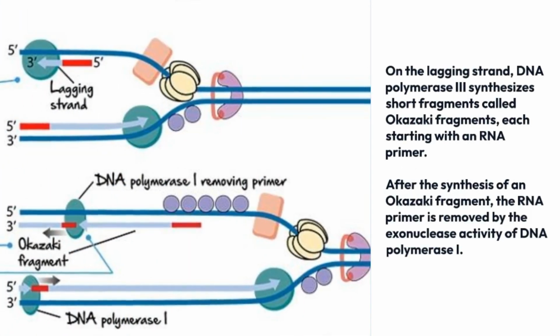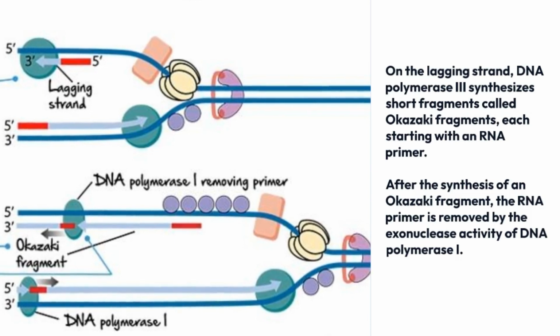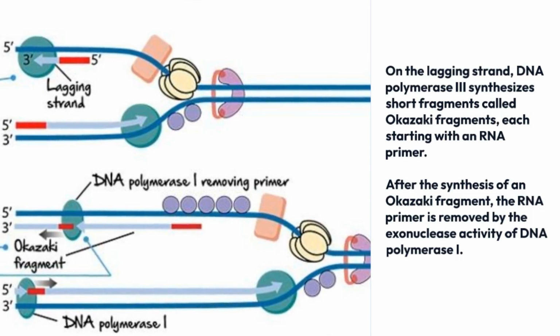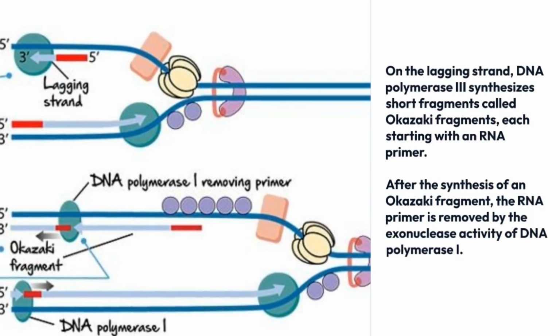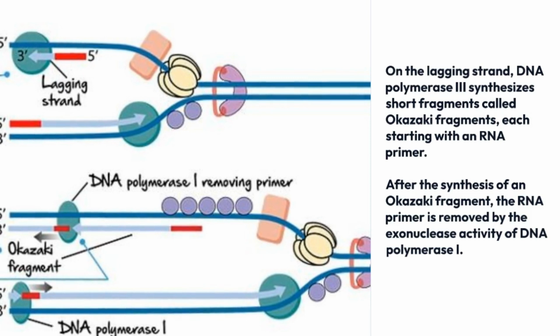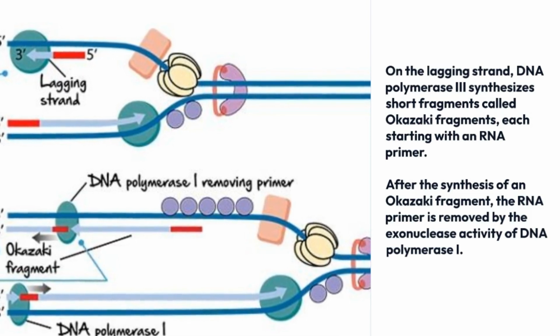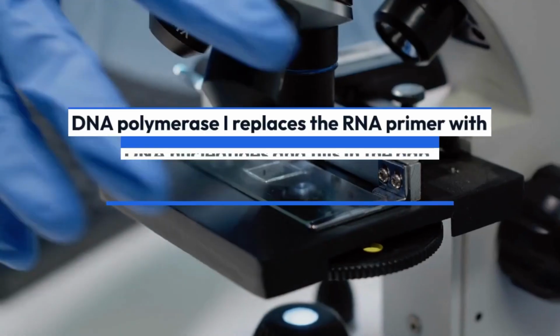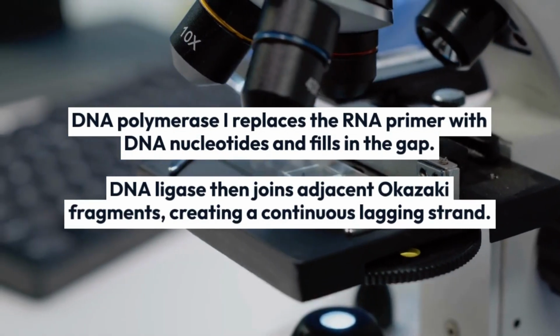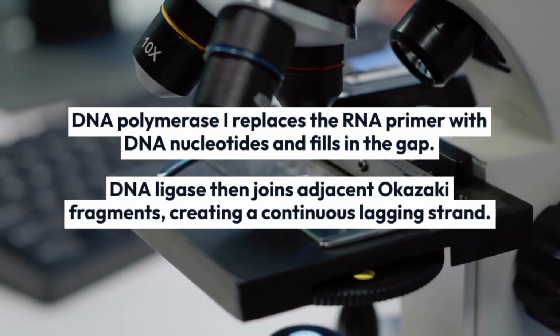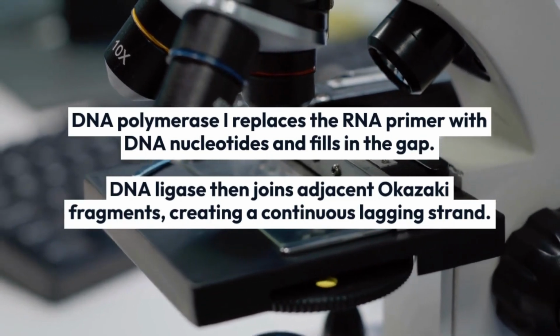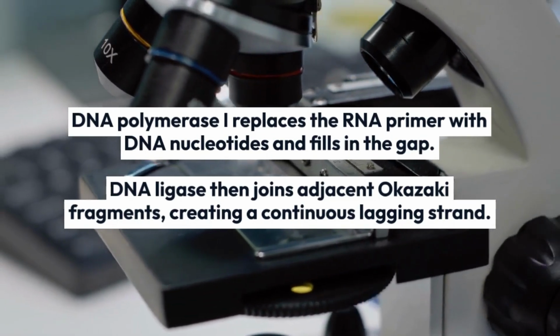Lagging strand synthesis and Okazaki fragments. On the lagging strand, DNA polymerase III synthesizes short fragments called Okazaki fragments, each starting with an RNA primer. After the synthesis of an Okazaki fragment, the RNA primer is removed by the exonuclease activity of DNA polymerase I. DNA polymerase I replaces the RNA primer with DNA nucleotides and fills in the gap. DNA ligase then joins adjacent Okazaki fragments, creating a continuous lagging strand.